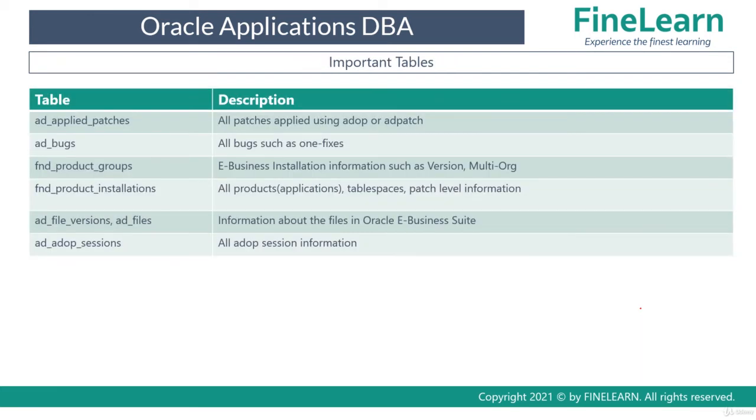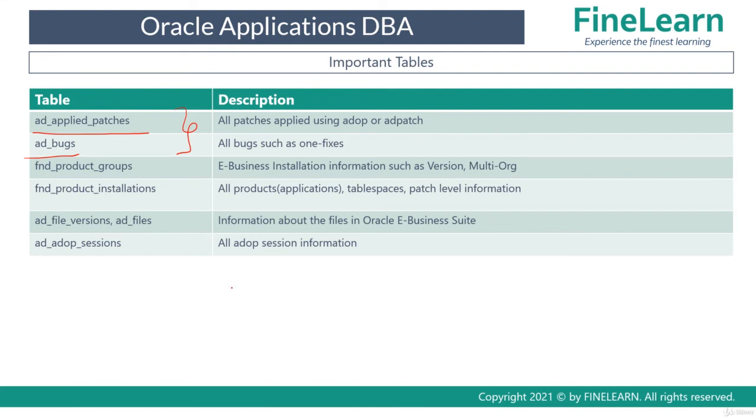So what are some important tables related to all the discussed topics, for example, code lines, code levels, Oracle EBS version, etc.? AD_APPLIED_PATCHES and AD_BUGS are two important tables. And the difference is quite simple. AD_APPLIED_PATCHES contains the information about all the patches you have applied using ADOP or adpatch. But AD_BUGS contains information about all the one-off bug fixes also that are fixed by these applied patches.